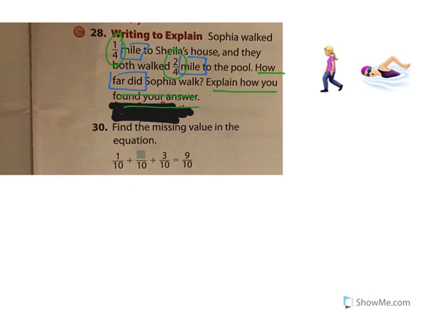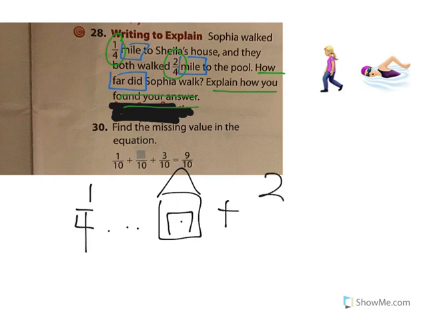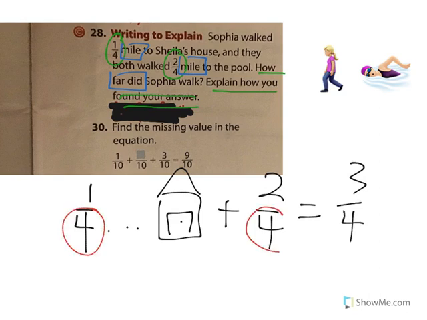So we're going to look at our problem again and see if we have to eliminate any information, which we do not. So we have 1/4 of a mile that Sophia walked to Sheila's house. Draw a little house right here. So we're going to add 1/4 to 2/4, to give us 3/4. Now we can add these fractions because they have common denominators.